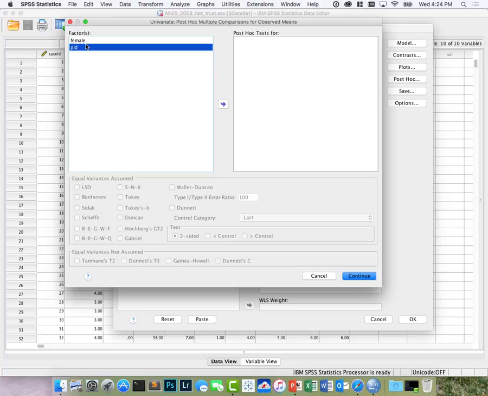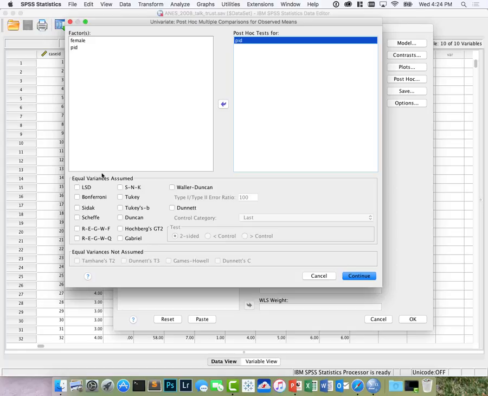But in our case, because Party ID has three levels, or three groups, I slide Party ID over there, and then you can see all of our options light up. And I'm going to select those three that we've talked about. And again, you could do some research, and some of these other ones might be better for you in certain situations. We're not going to cover that in this class. So there's our post-hoc test.